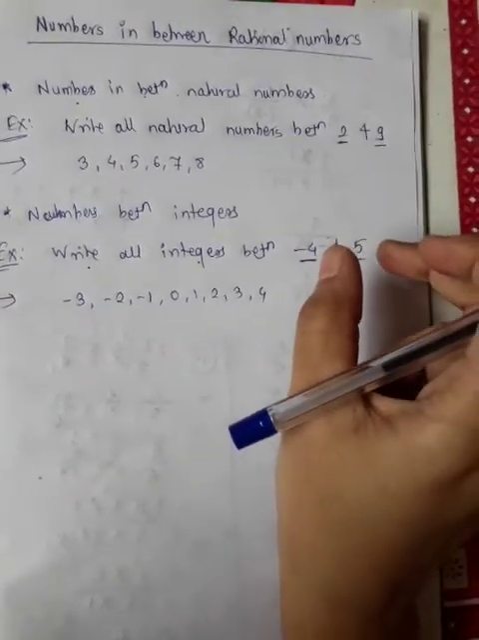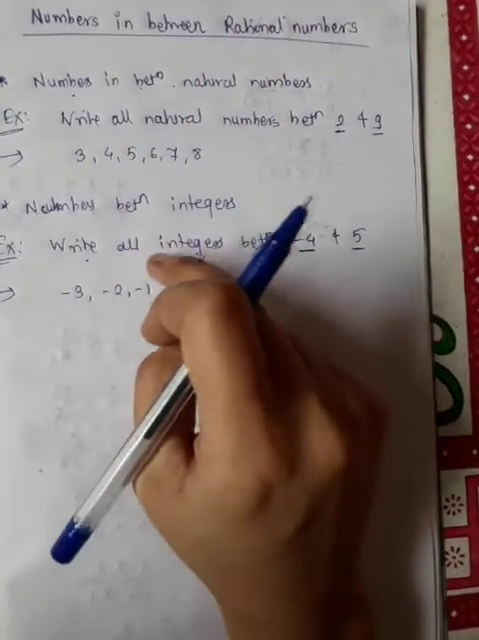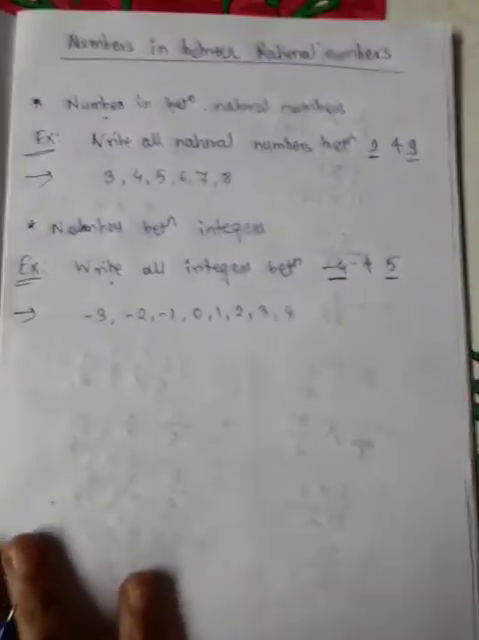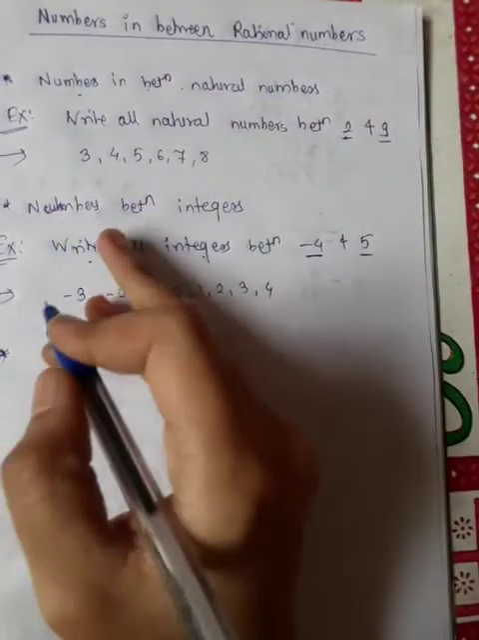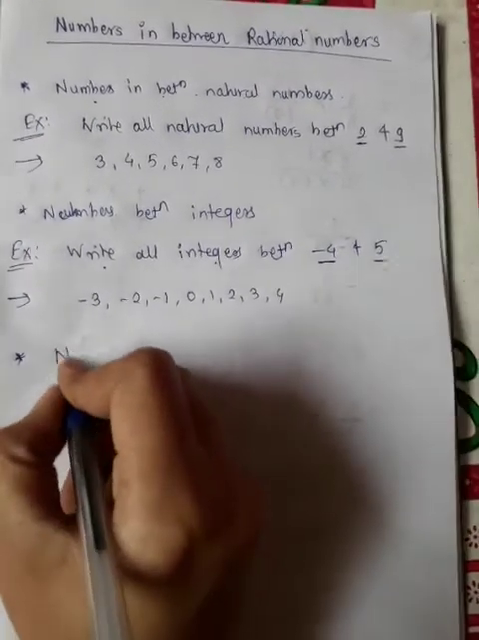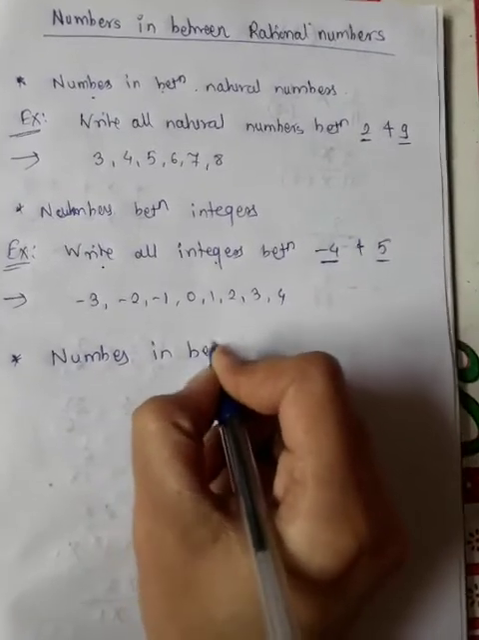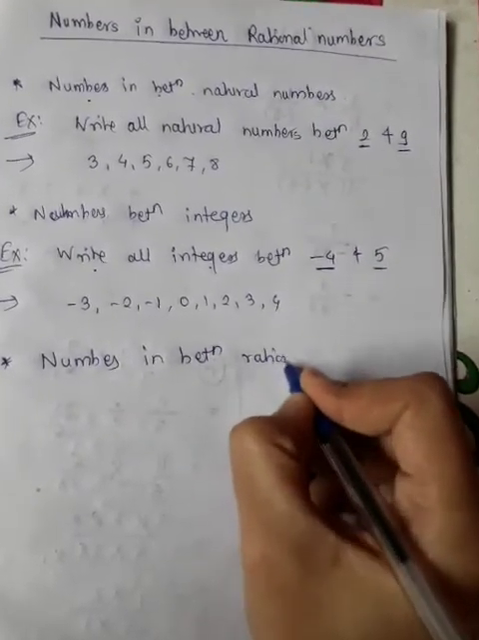Okay, so we can find the natural numbers between two natural numbers and the numbers between two integers. Okay, now see how to find. So here we can easily find the numbers in between natural numbers and numbers in between integers. Now how will we find the numbers between rational numbers?